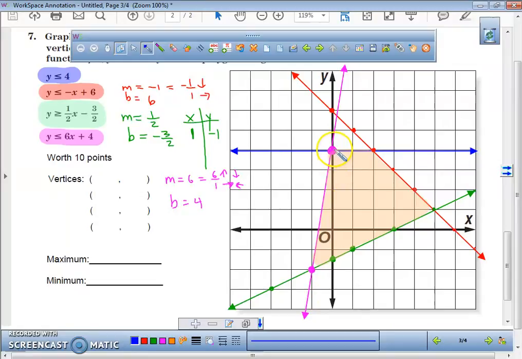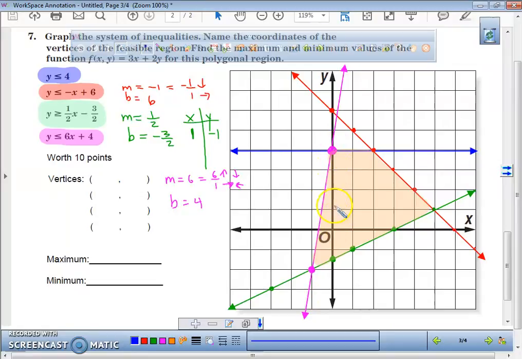So, right here, what's my ordered pair for my vertex right here? 0, 4. Put 0, 4 for your vertices. Right here, we have a 2, 1, 2, 3, 4. Right here, we have a -1, -2. And right over here, it looks like we have a 5, 1, 2, 3, 4, 5, 5, 1. Those are all of your vertices.